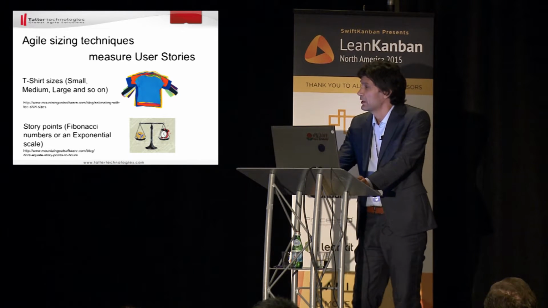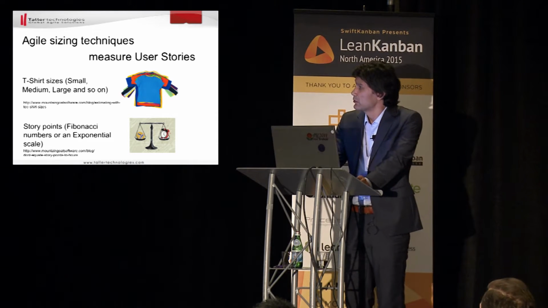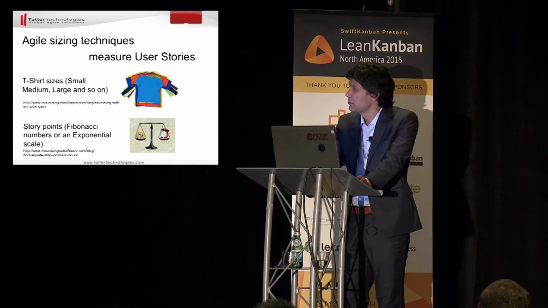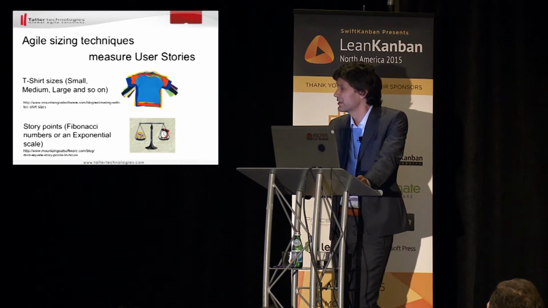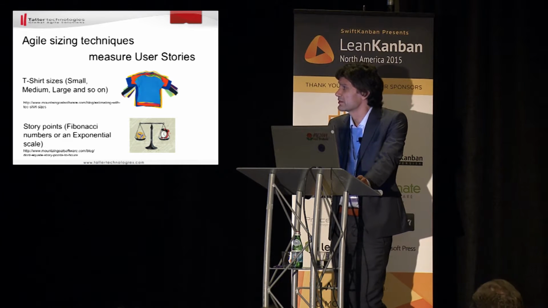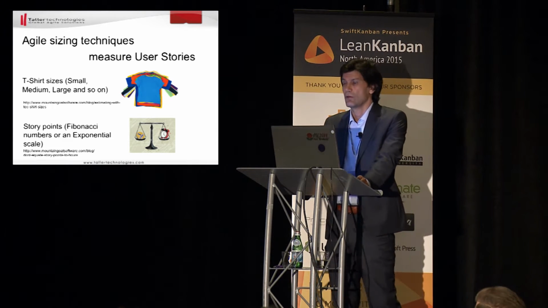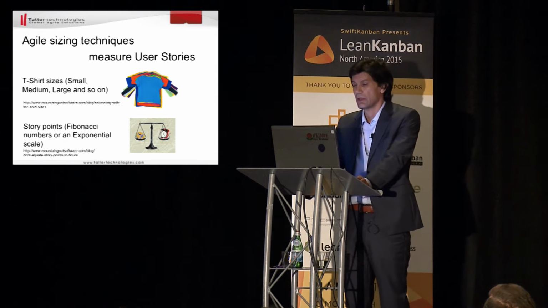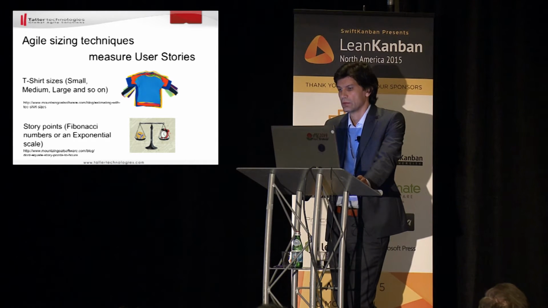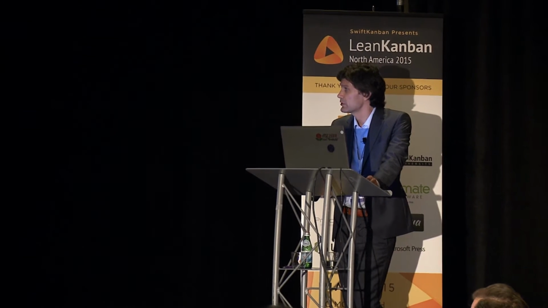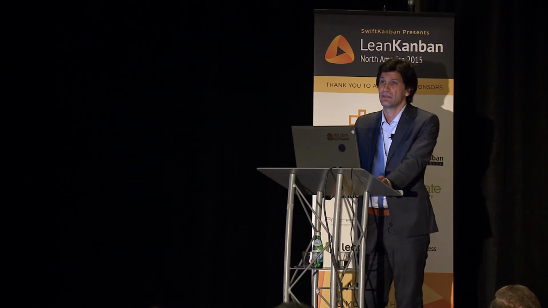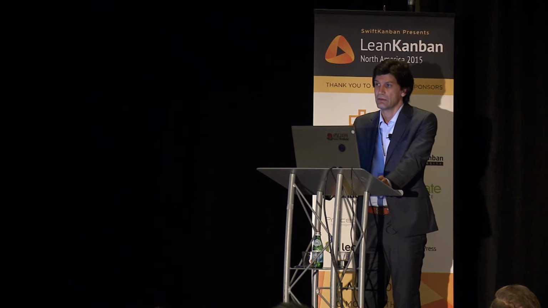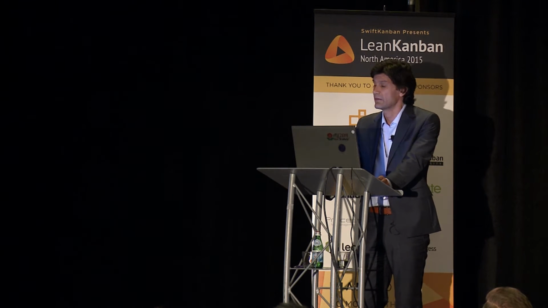In agile projects, most of the teams use sizing techniques, and they measure user stories. The 2 most popular sizing techniques are the relative sizing using t-shirt sizes, small, medium, large, and so on, and story points. The advantage of using relative sizing, which is t-shirt sizing, is that for people it is really easy to start. The disadvantage is that t-shirt sizes are not additive.